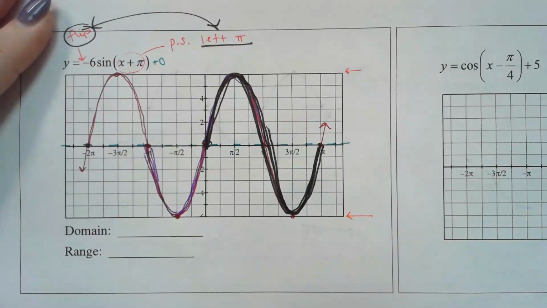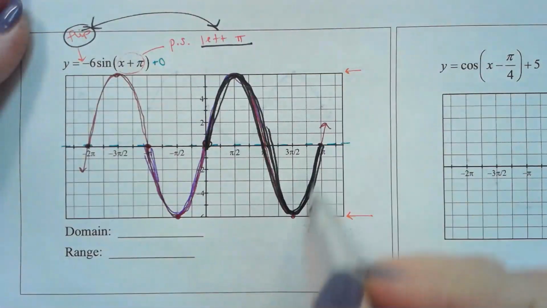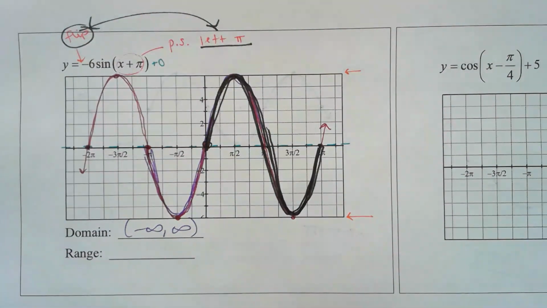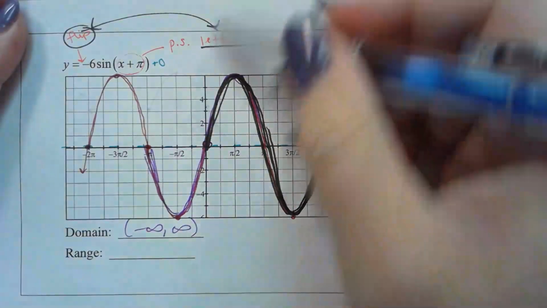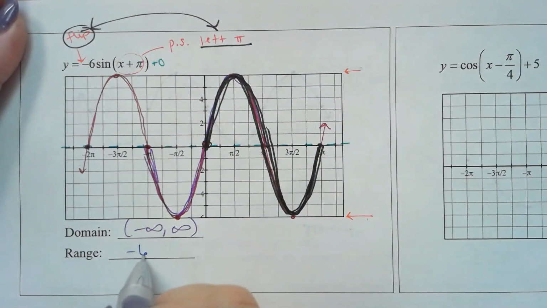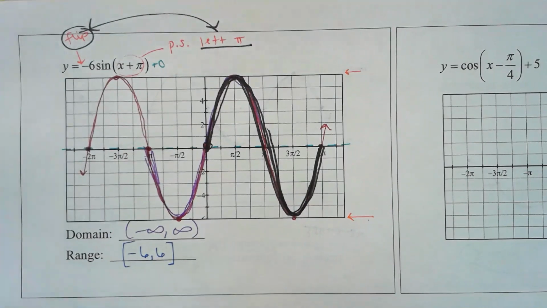All right. Now that I made a mess, let's just remind ourselves, when we do graph a periodic function, do not forget the graph goes on forever. The domain is negative infinity to infinity. The range is essentially like asking about the max and the min, but we're going to write it in interval notation from smallest to biggest, negative 6 to 6.